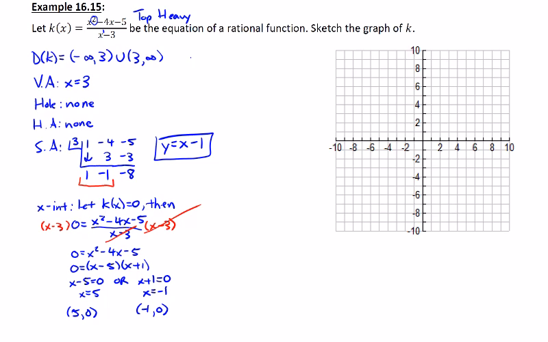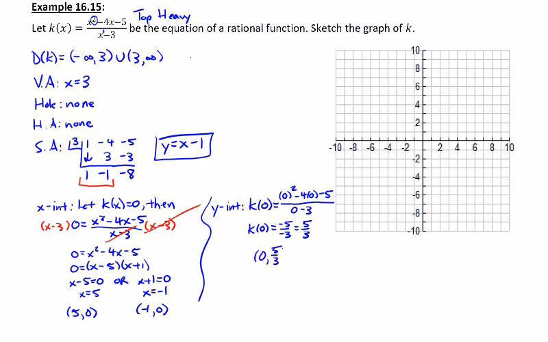And then the final calculation is going to be for the y-intercept, and the y-intercept is going to be calculated as k of 0. So I have to plug in 0 for all the x's, so let's see what that looks like. 0 squared minus 4 times 0 minus 5, all divided by 0 minus 3. So then k of 0 is going to be -5 over -3, and that'll just simplify to be 5/3. So (0, 5/3) represents the y-intercept.